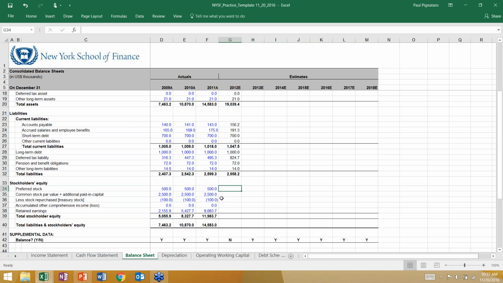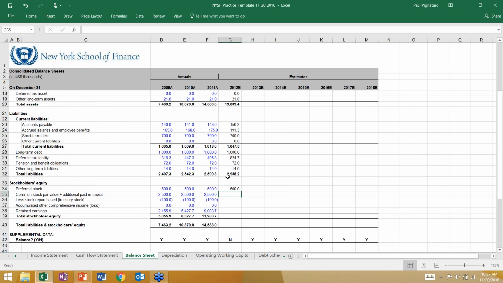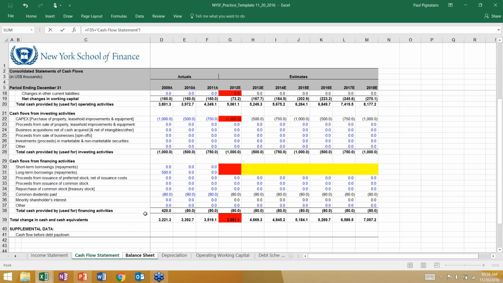It's always a plus. So preferred stock equals preferred stock from the year before plus changes in preferred stock. Do we have a change? Here we go. Issuance of preferred stock. Common stock is common stock from the year before plus cash flow statement, issuance of common stock.